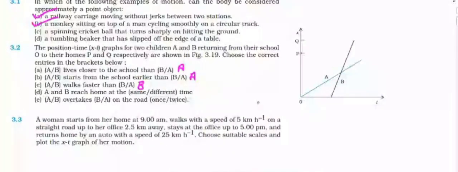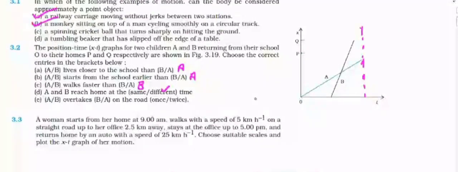Then part D, do A and B reach home at the same time or at different times? As per the graph, they reach home at different times. If the graph lines met at the same point, then we could say they reach at the same time. I think that is the answer given in the book, but here there is a printing problem, I think. So according to the graph, they reach at different times.